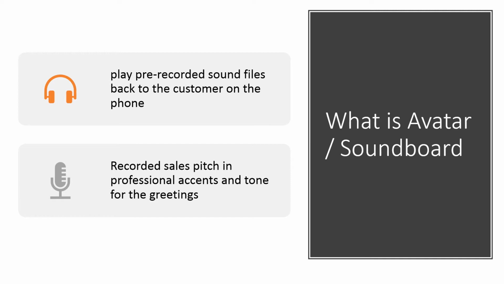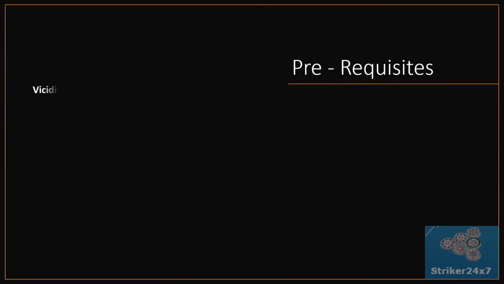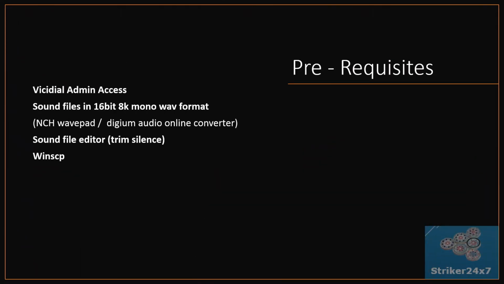Often, avatar campaigns are used as qualifier campaigns to dial through bulk leads to qualify them. What are the prerequisites required to create a soundboard? Number 1, vicidial admin access. Number 2, sound files in WAV format, and it should be 8000 Hz 16-bit mono. I personally use NCH WavePad or Digium Online Audio Converter, check the video description for links.